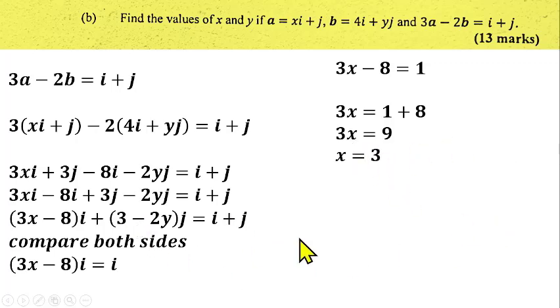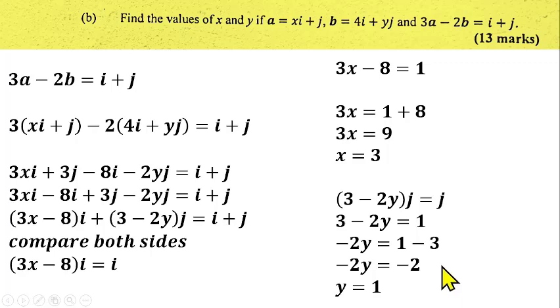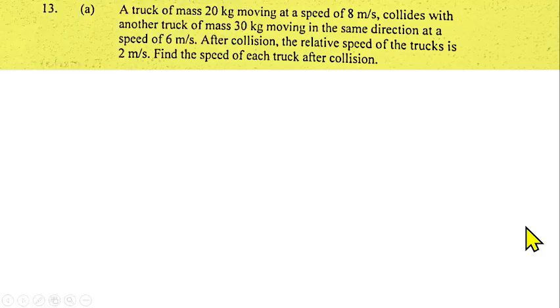Then compare the j part as well. We have 3 minus 2y equal to 1. So minus 2y equals 1 minus 3, that gives us minus 2. So y will be equal to 1 as well. So that ends question number 12.